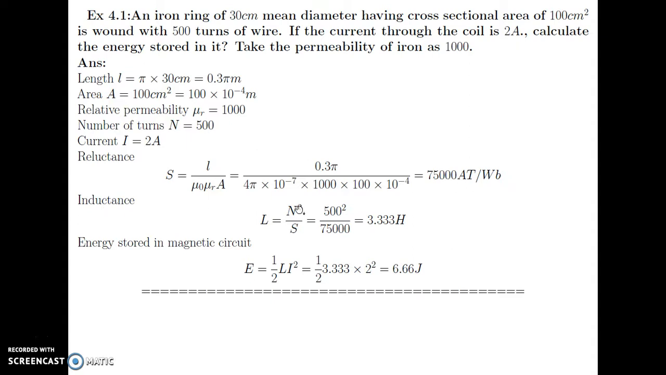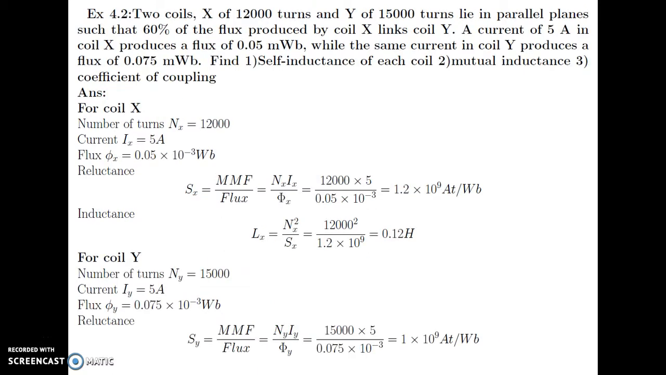So inductance is equal to always what? N square upon S. So N is 500 square upon 75,000. So it gives me 3.333 Henry, which is the inductance of the magnetic coil. How will we calculate the energy stored in the magnetic circuit? Energy stored is equal to 1 half L i square. So that is 1 half into 3.333 into 2 square, which gives me 6.66 joule as the energy stored in the ring.